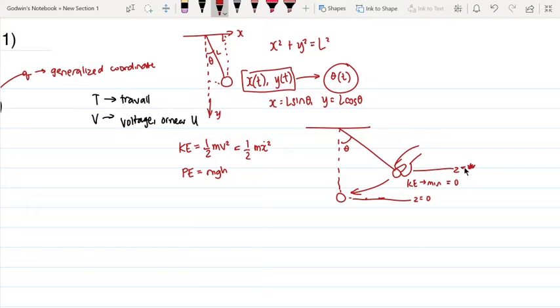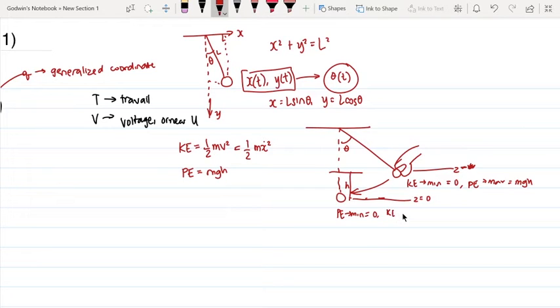So the potential energy of this is at its highest, max, which is mgh, assuming this is our h. Anyway, once it reaches this lowest point, the potential energy is mgh, but our h here is 0. So it reaches a minimum at 0, of course.